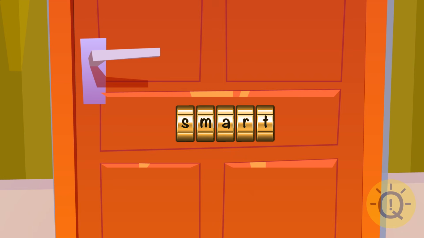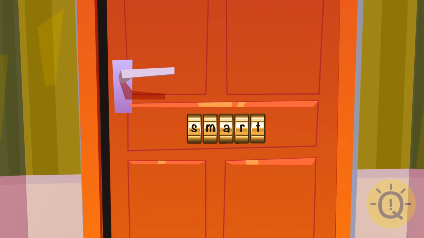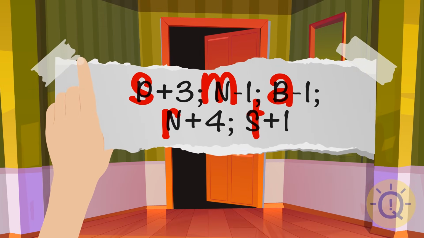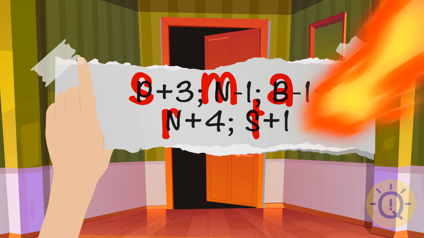The code word is SMART. The key to this riddle was hidden in the alphabet. P plus the following 3 letters is S. N minus 1 letter is M, and so on.